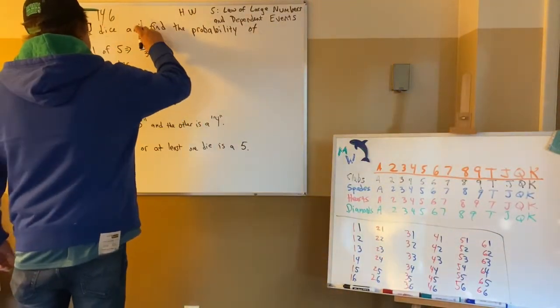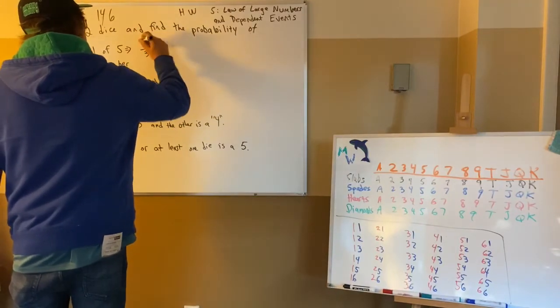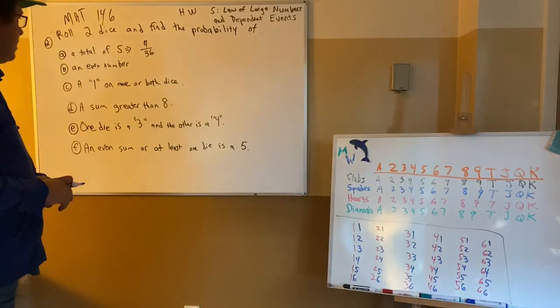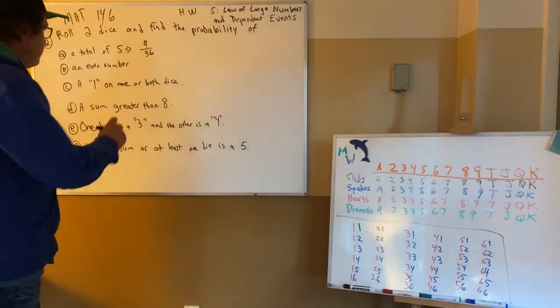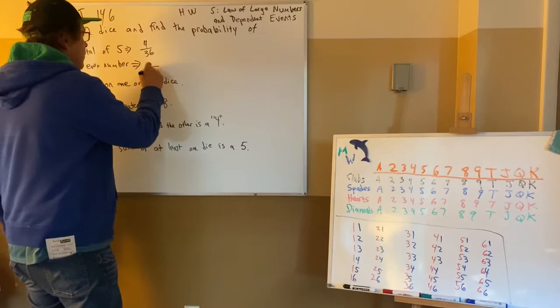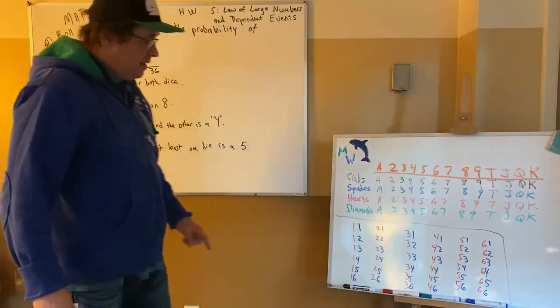That turns out to be 1 out of 9. But 4 out of the 36 will be adding up to 5. Now, an even number out of 36, let's see.